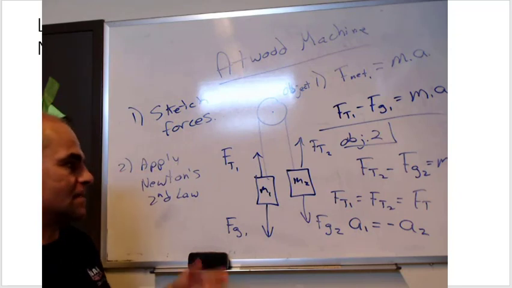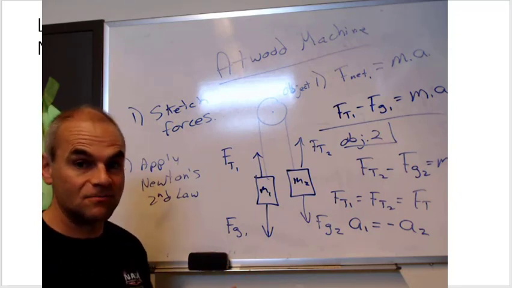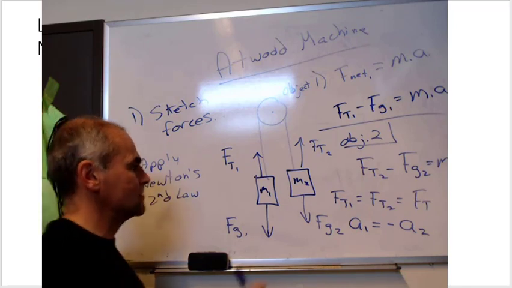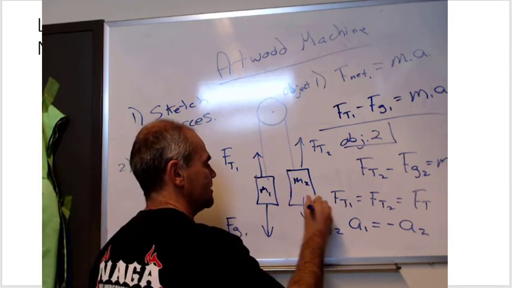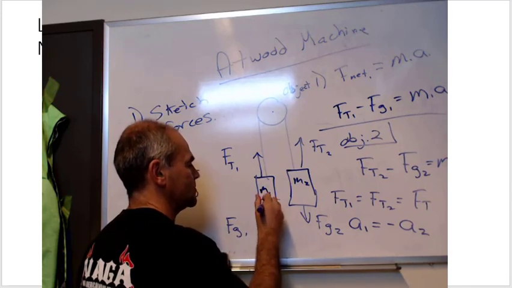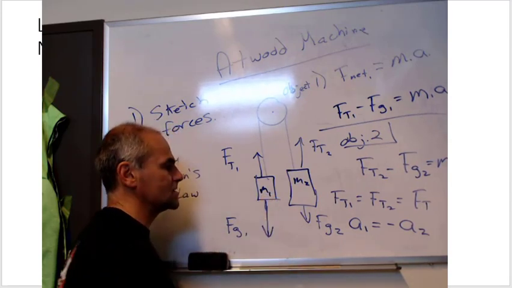One of them is going to be the upward acceleration. That would be the smaller mass. The larger mass would have a downward acceleration. So for the sake of this argument, I'm going to say that M2 is larger than M1. So I can define which one is going to be positive and which one is going to be negative.